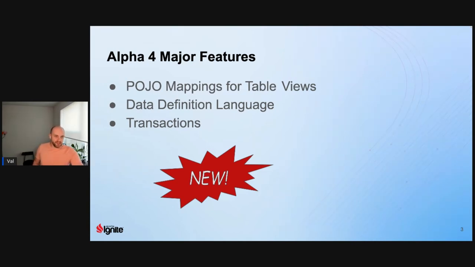So first of all is POJO mapping for table views. I will talk about this in more detail in a minute. Basically there is this table API, the new API for data access. Now it provides the ability for automatic POJO mappings. And again, I will talk about this in more detail and also show some code examples.